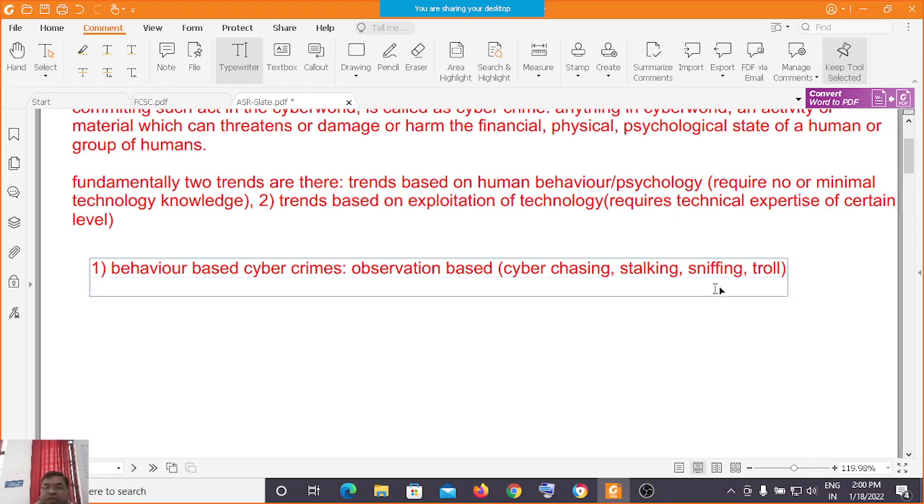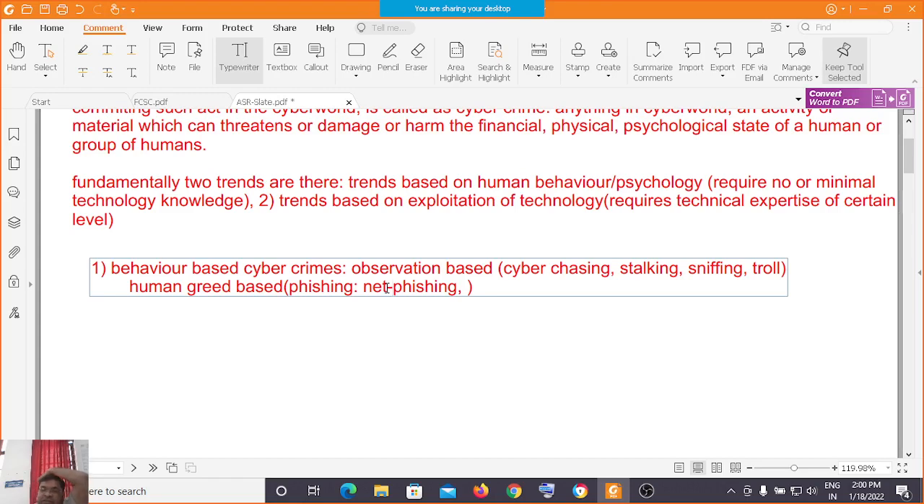Then the second type here is what we will call human greed based. Here you have phishing. Phishing is of different types. One is called net phishing. This is not internet phishing. I am saying net phishing means you are using a net to catch as many fish as possible from the pond. In the same way, you may create one common message and try to get as many victims as possible.